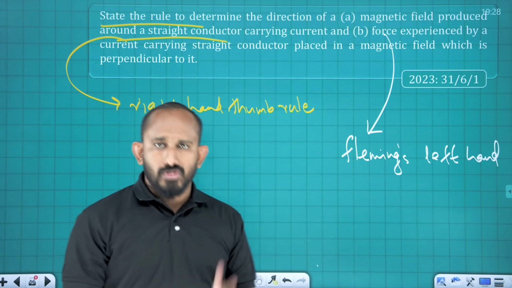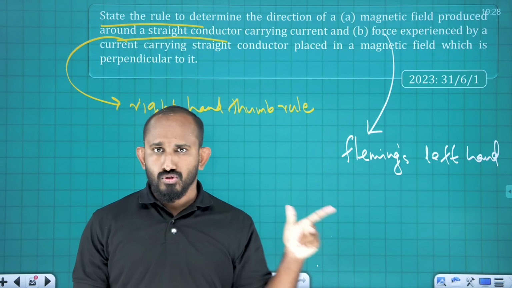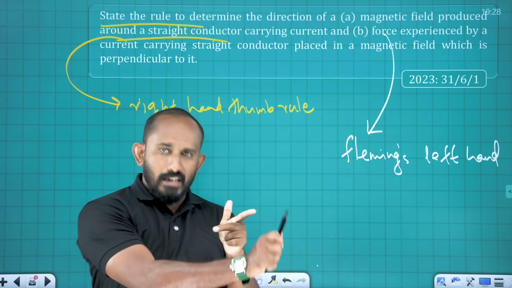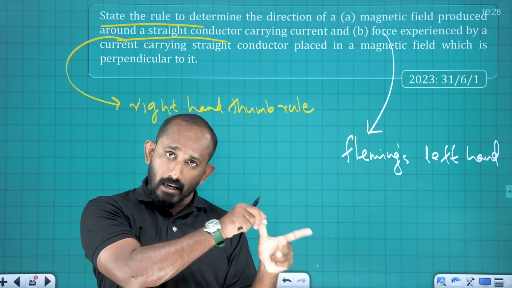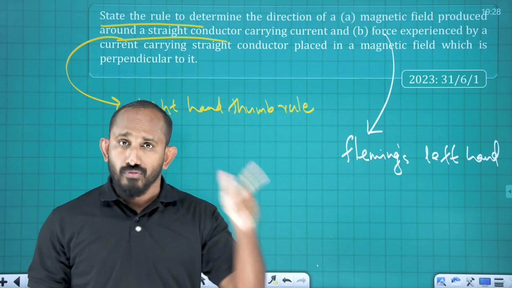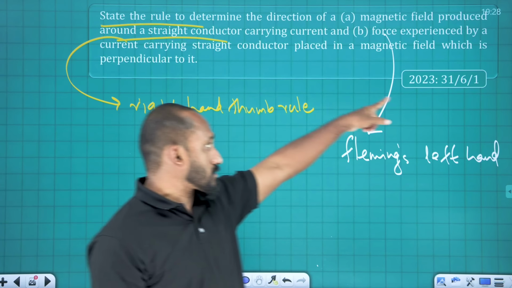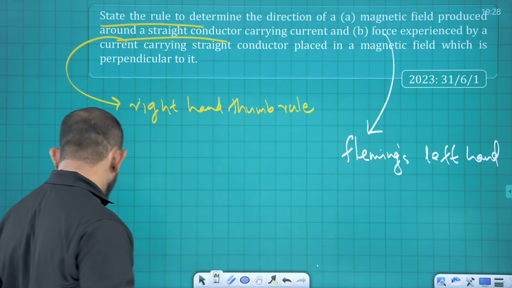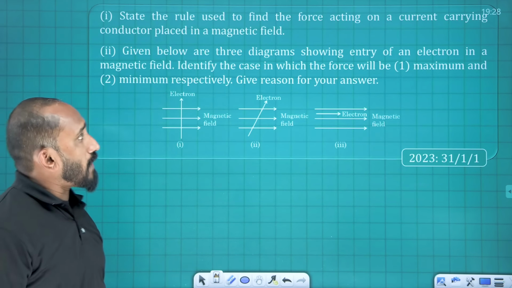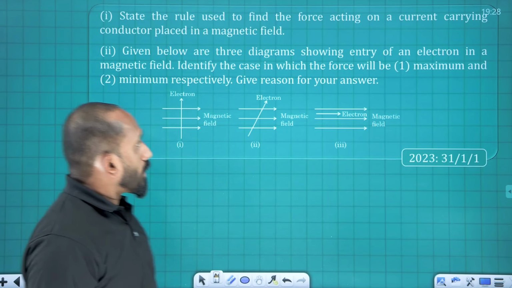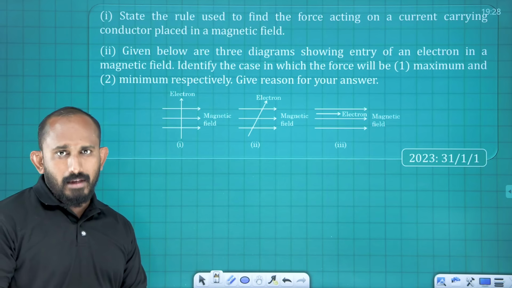Statement should be given. Stretch thumb, index finger, middle finger of left hand in mutually perpendicular direction. If index finger shows the direction of magnetic field, middle finger shows the direction of current, then thumb gives the direction of force acting on the conductor. So the same question is repeating, another way it is asking. 2023 question. Another one question. State the rule used to find the force acting on a current carrying conductor placed in a magnetic field. See, the same question again repeating, but another flavor.